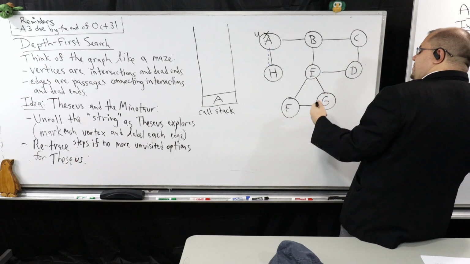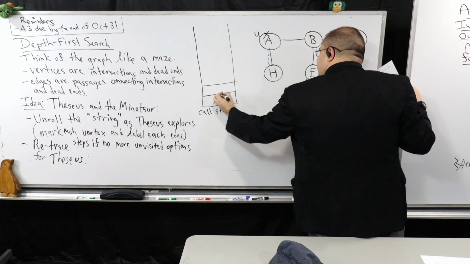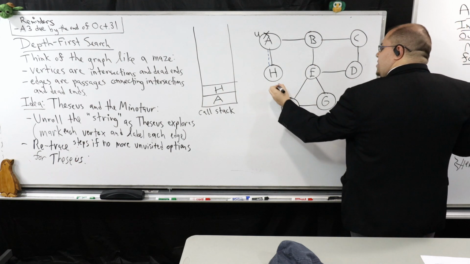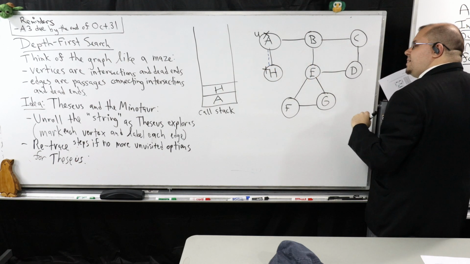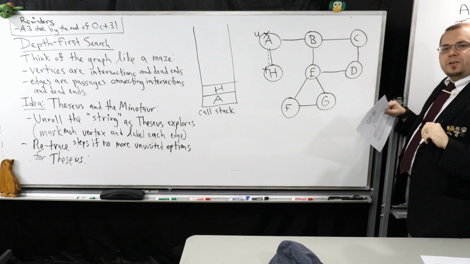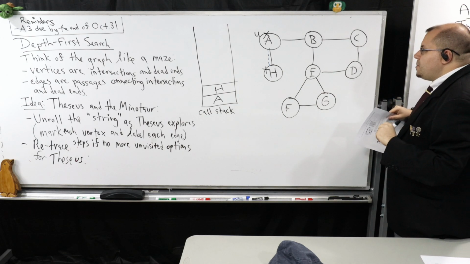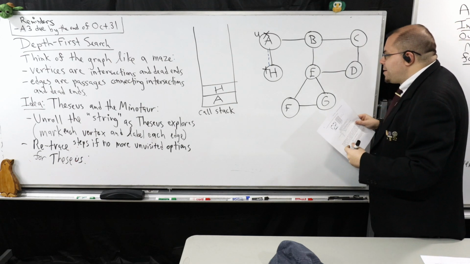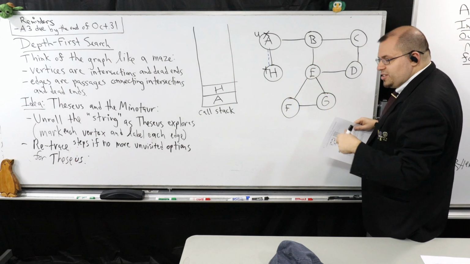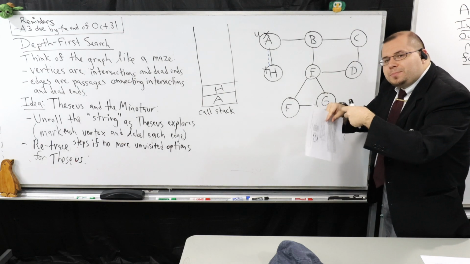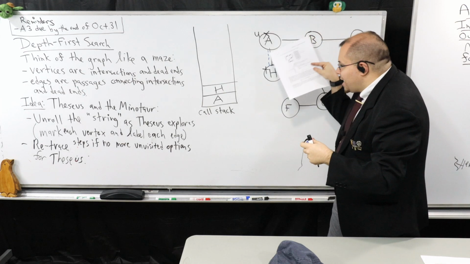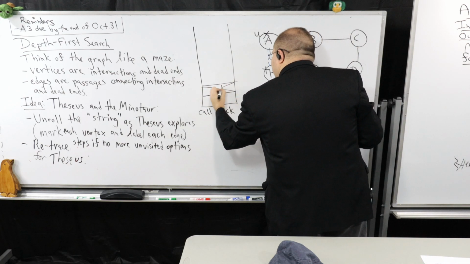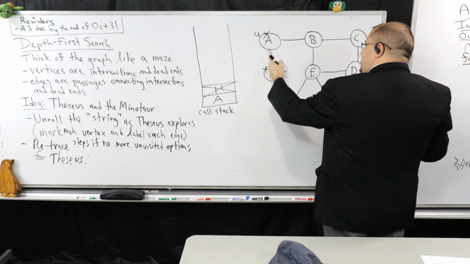So now I'm going to visit H. The first thing I'm going to do is mark H, and then see if there are any more places I can explore from H. Well, unfortunately, there are none. So okay, I'm going to retrace my steps. I'm going to roll back up the string and go back to A. So I'm done at H, and I'm going to go back to A.